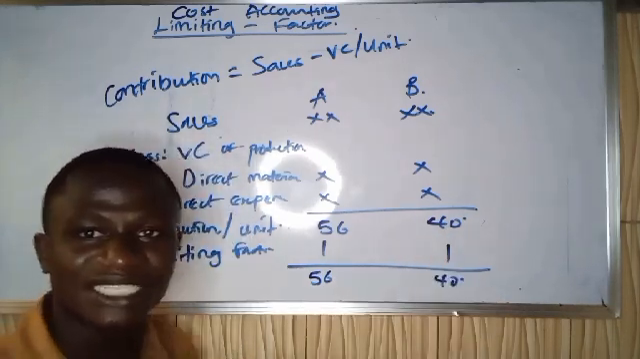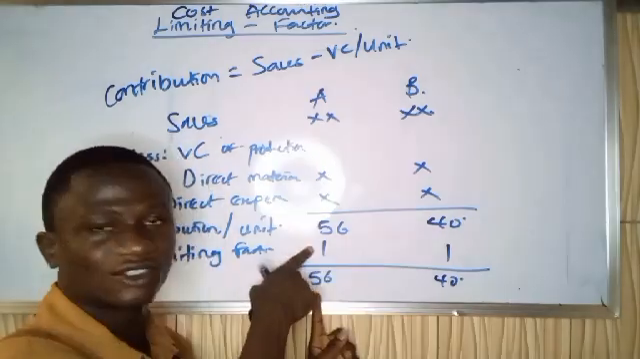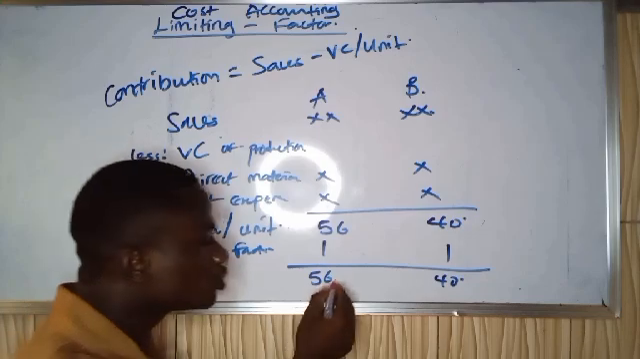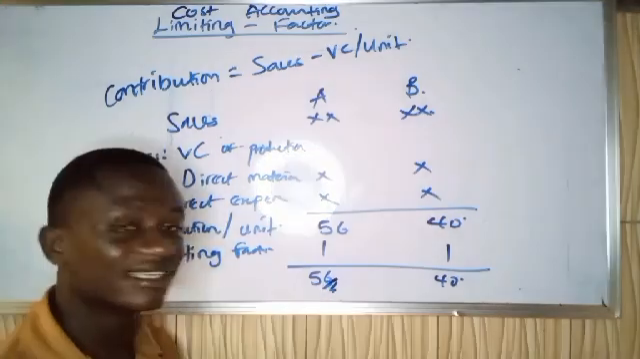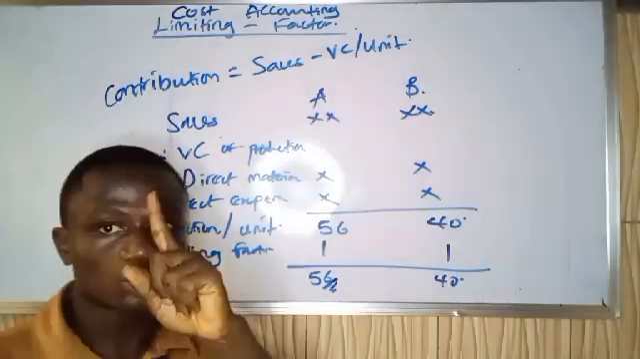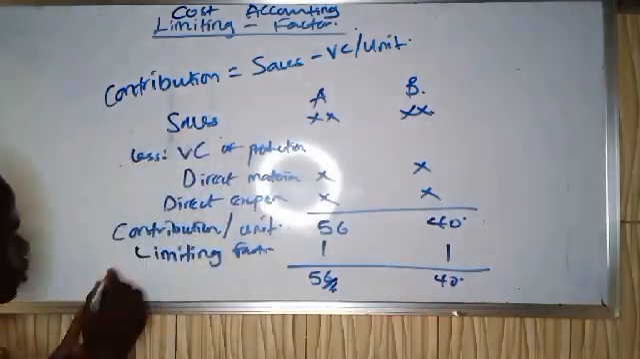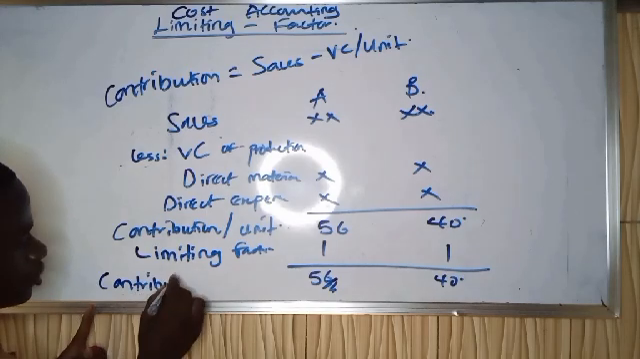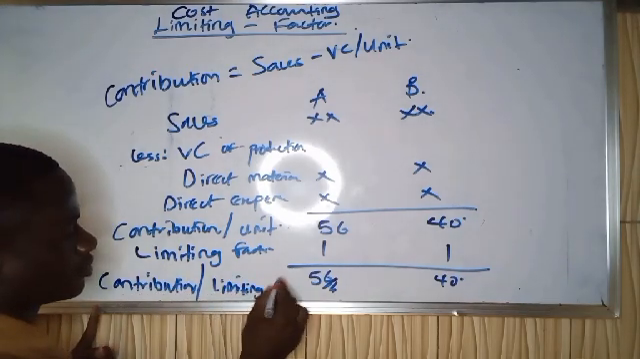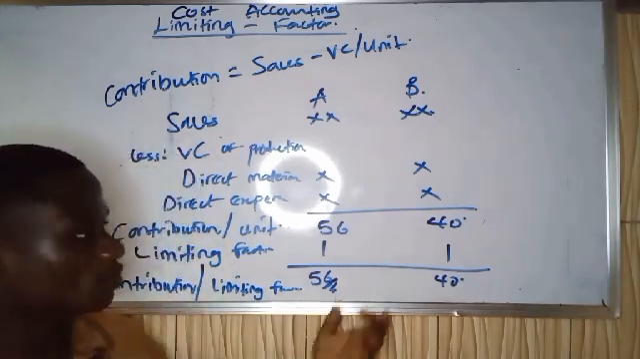So what does this mean? It means that if I produce A with one raw material, which is the limiting factor, I'm going to get 56 naira as my contribution. And if I produce B with my limiting factor, which is also 1, I'm going to get 40 naira. So what you get here is called contribution per limiting factor. As simple as that, you get your contribution per limiting factor.